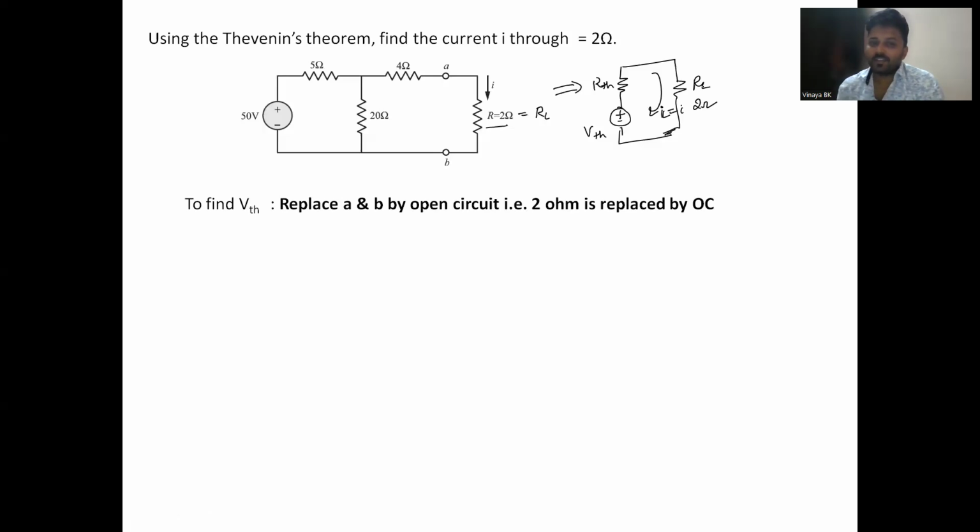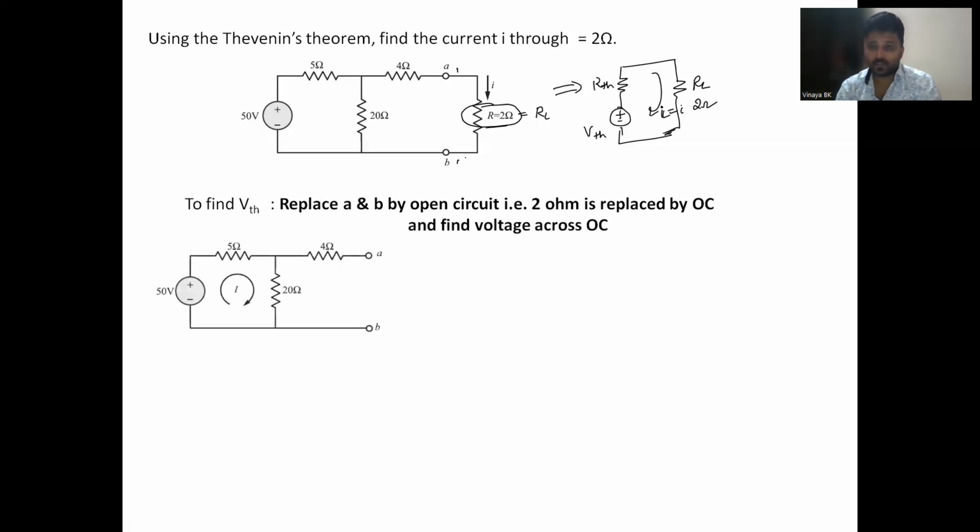That is nothing but replace these terminals or else the load resistor. Which is the load resistor now? 2 ohm. Replace this resistor, or the terminals across this resistor, by open circuit. That is, the 2 ohm is replaced by open circuit. Then you need to find the voltage across that. So that voltage you can call open circuit voltage or Thevenin's voltage. So the circuit looks like this for the case to find the value of VTH.